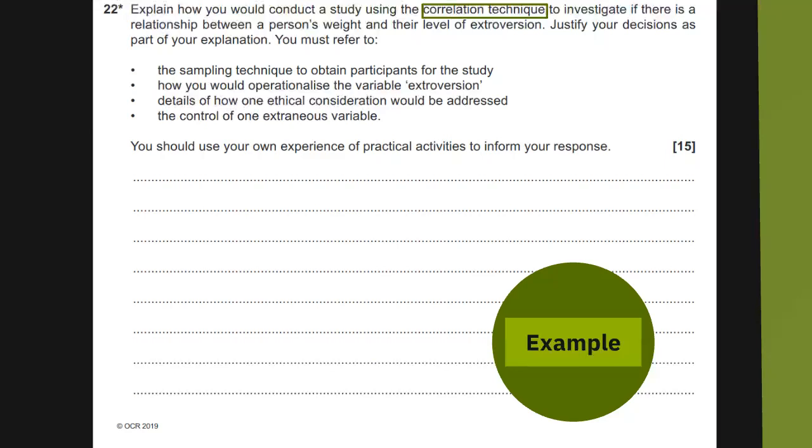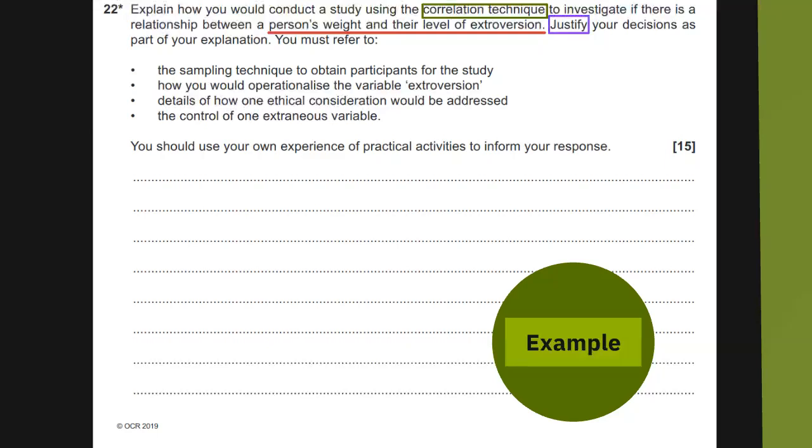So this is where we are looking at the strength of relationship between two variables, right? There is no IV and DV. We're not looking at cause and effect. We're just looking at the association or relationship between two variables. The two variables are a person's weight and their level of extroversion. So that's how outgoing they are.